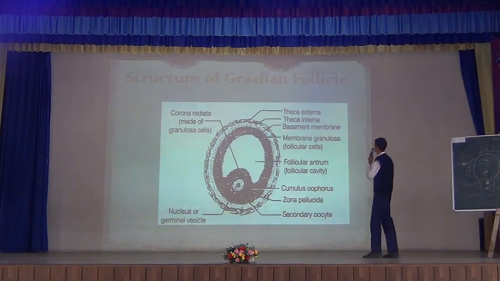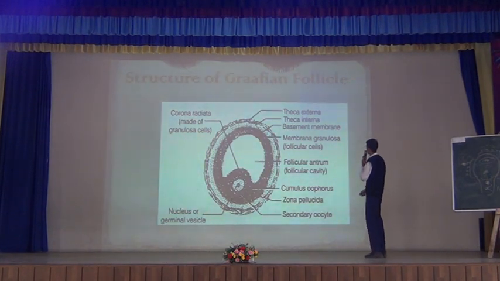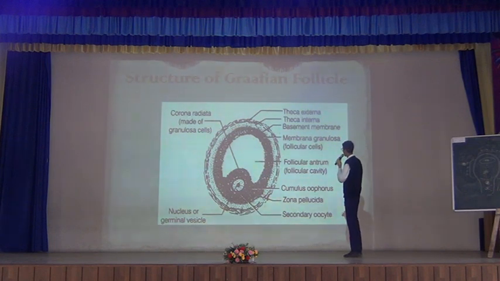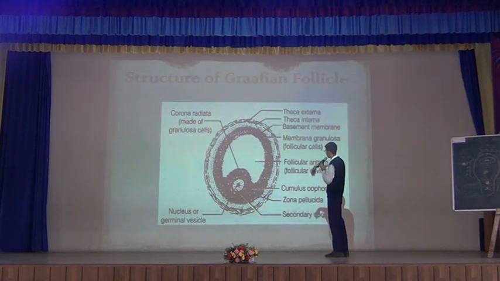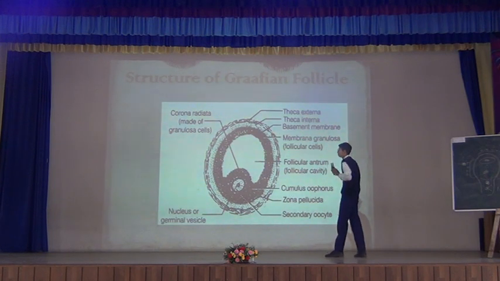As you can see here, it is the structure of the Graafian follicle. It comprises two layers outside, theca externa and theca interna. Then you can see a cavity inside it, which is the antrum. And inside it lies the nucleus, which is surrounded by the corona radiata.